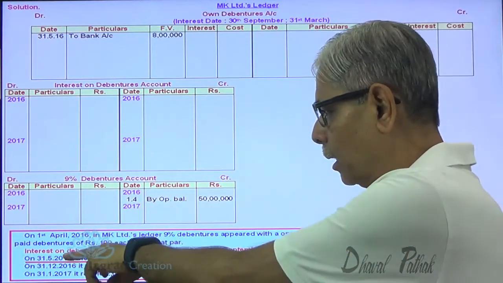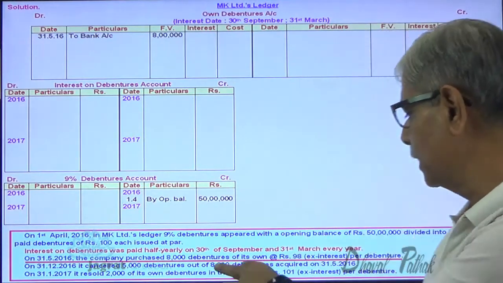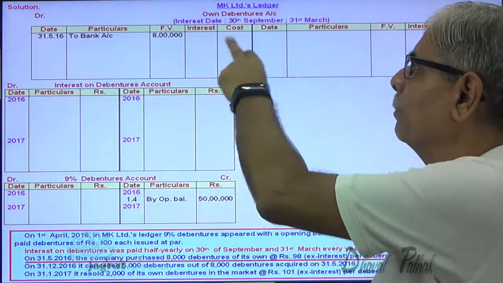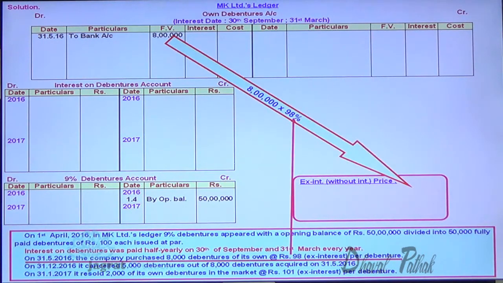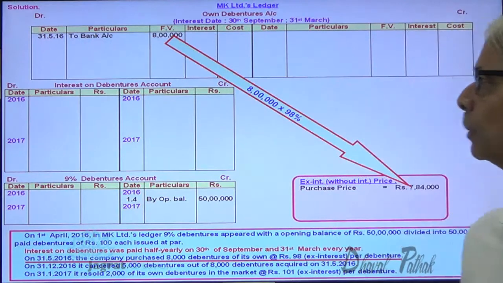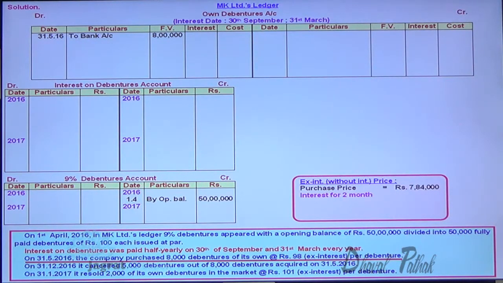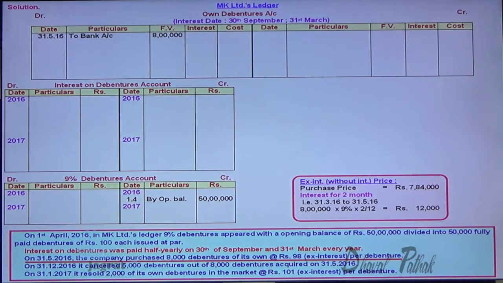So 8 lakhs into 98% is the purchase price. Purchase price will be recorded in the cost column. So 8 lakhs into 98%, this is the purchase price, X interest purchase price. So I am required to pay the purchase price. Over and above, I am required to pay 2 months interest. So 2 months interest on 8 lakhs at 9%. That works out to be 12,000. So total amount paid is this much.